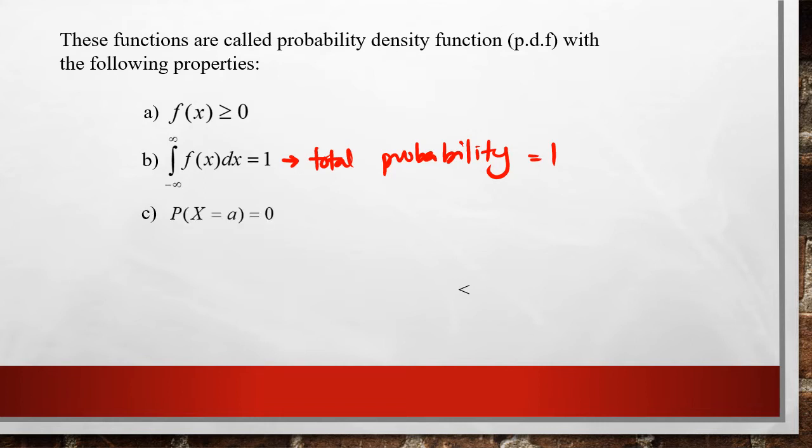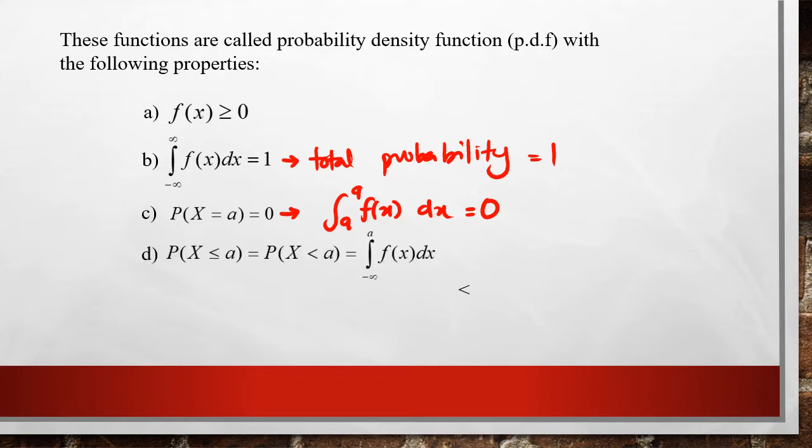And then probability of x equal to a is equal to 0. Okay, why? Because we don't have area for a certain point. Remember the properties of integration. Integrate from a to a of a function f of x with respect to x is equal to 0. This is the same now because we are finding the probability at a certain point only. Okay, for a continuous random variable, the probability at a certain point should be equal to 0.